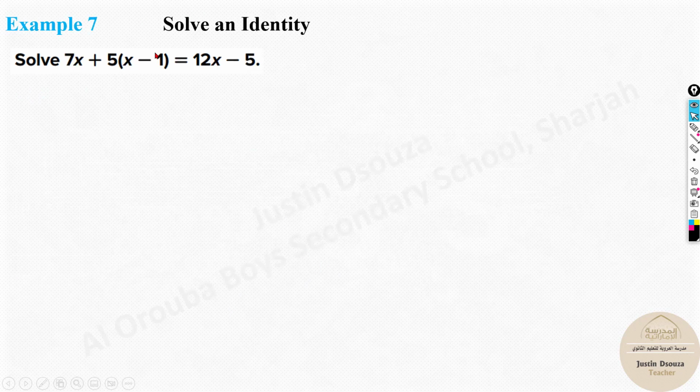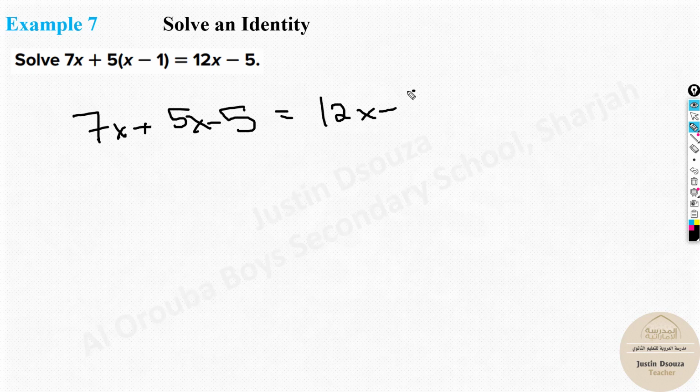Whereas if you have an identity like this, let's solve this one quickly. 7x plus 5 times x minus 1 is 5x minus 5 equals 12x minus 5. Now let's solve it. Sorry, 7x plus 5x is 12x minus 5 equals 12x minus 5.